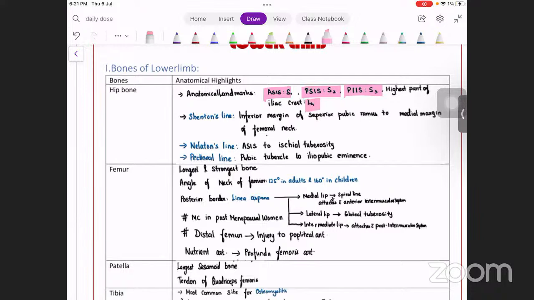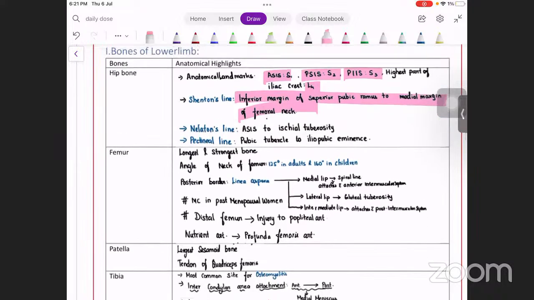Apart from that, we have a few named lines in the hip bone, people. One is Shenton's line, from the inferior margin of the superior pubic ramus to the medial margin of the femoral neck. Then Nelaton's line, anterior superior iliac spine to ischial tuberosity. And then the pectineal line, from the pubic tubercle to the iliopubic eminence. So the hip bone has three named lines.